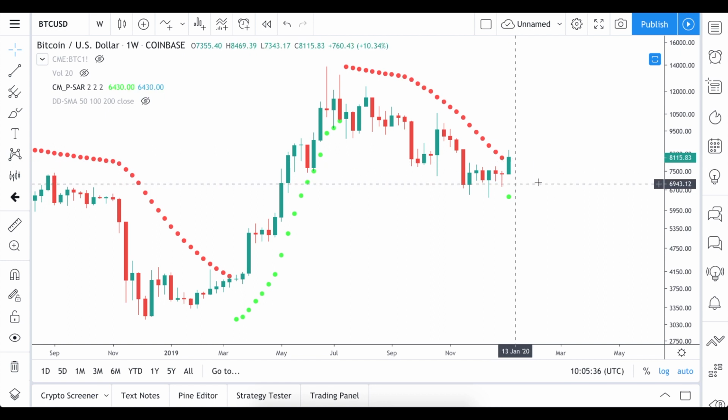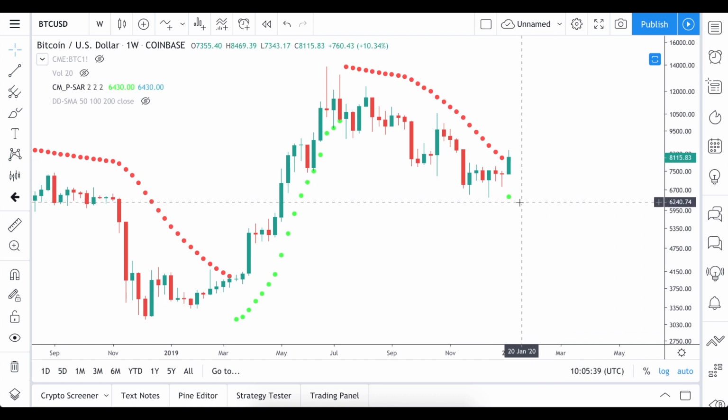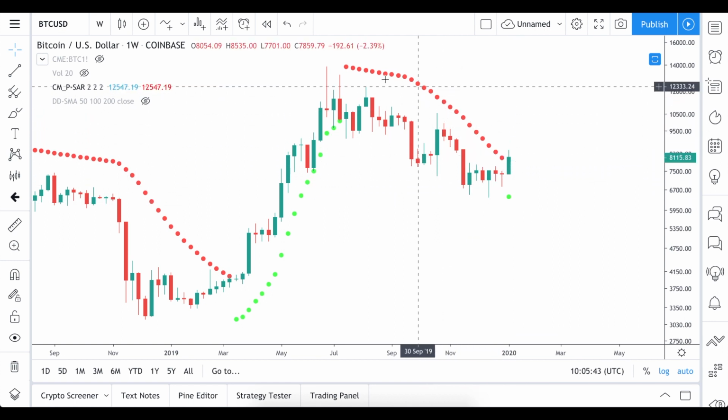However, for all the bulls out there, it is still some hopium, much better than what we saw all that period of time.